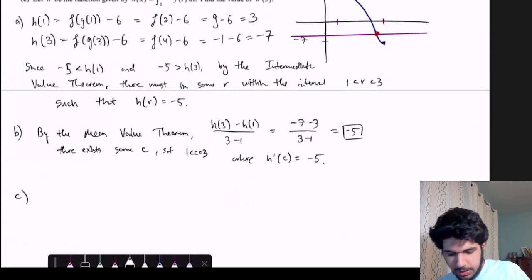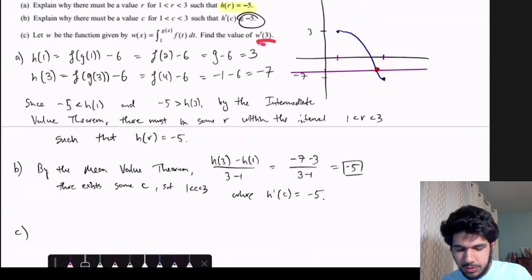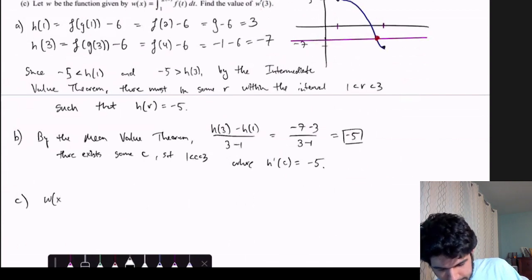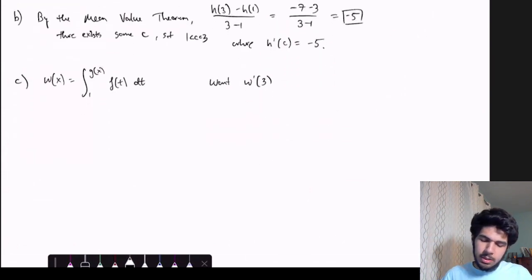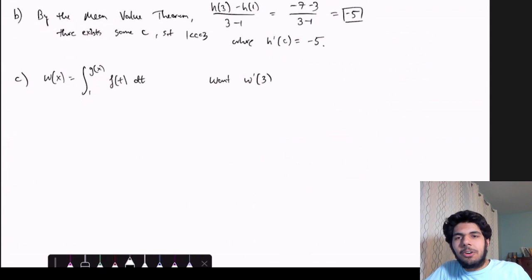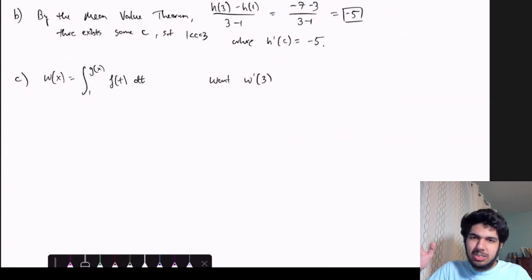Let's take a look at C now. We're given w of x equals this, and we want to find w prime of 3. So w of x equals the integral from 1 to g of x of f of t dt. And we want w prime of 3. So there's a couple ways of solving this. Sometimes you can just take the derivative right away and try to do cancellation with the integral. I personally tend to avoid doing that just because I don't like handling these limits when I'm trying to cancel a derivative and an integral. I just don't feel comfortable doing that.